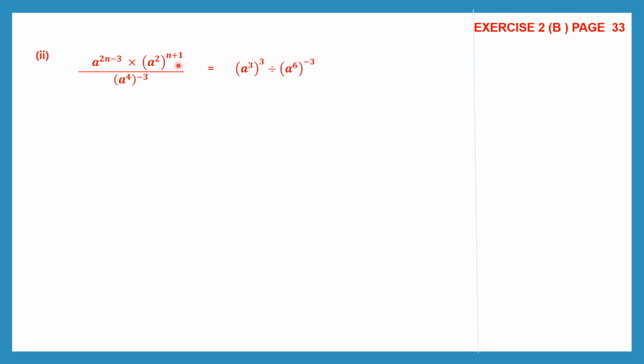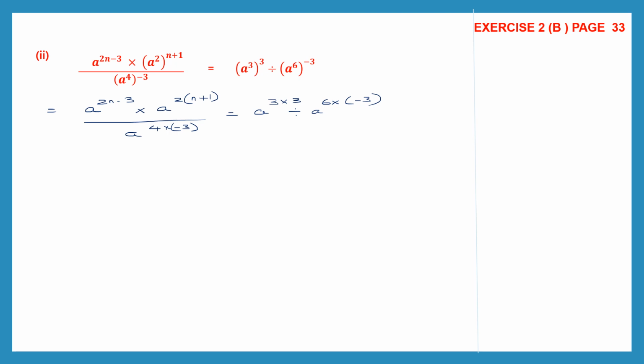Here also we have to find the value of n. So first let's work on the power law and multiply the powers. So the first part here is a to the power of 2n minus 3 remains the same into a to the power of, here it is 2 into n plus 1. And in the denominator we have a raised to the power of 4 into minus 3. This is equal to, here also apply the power law, a raised to the power of 3 into 3 divided by a raised to the power of 6 into minus 3.